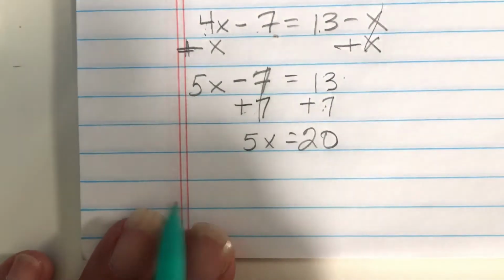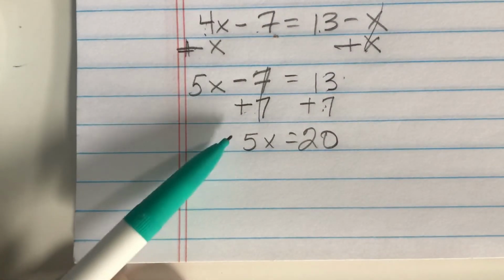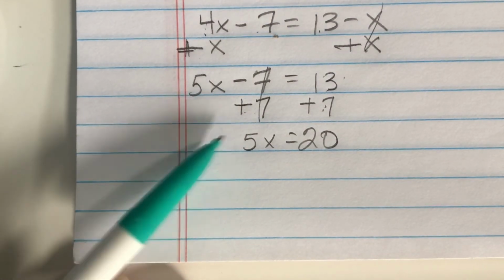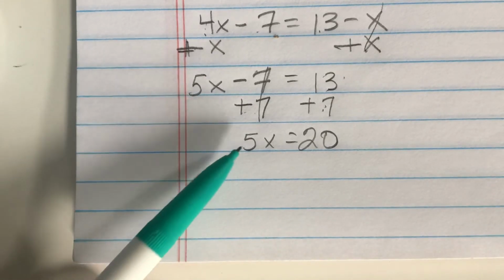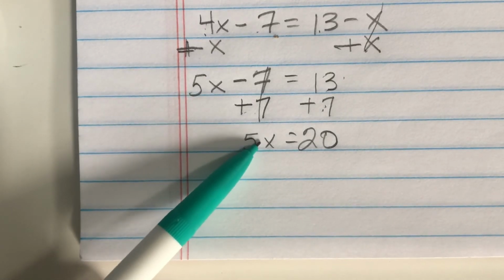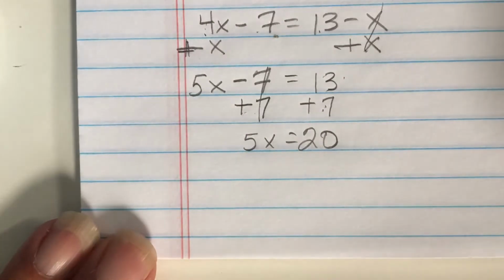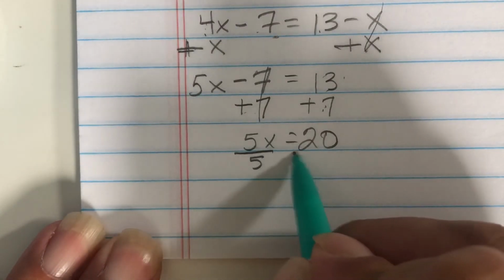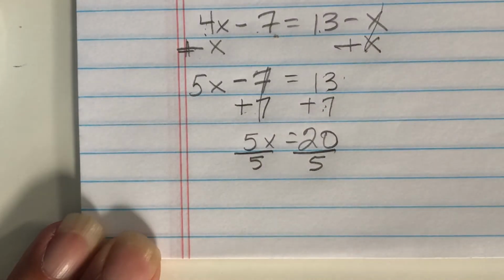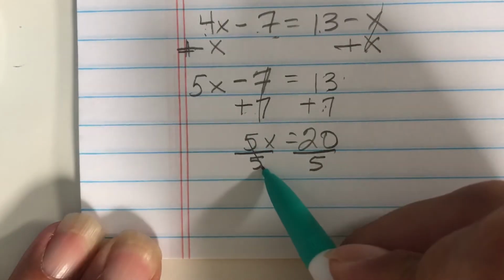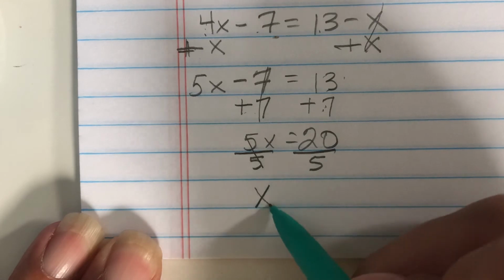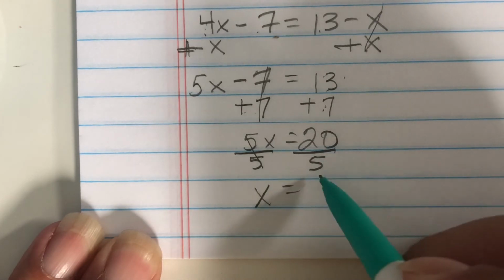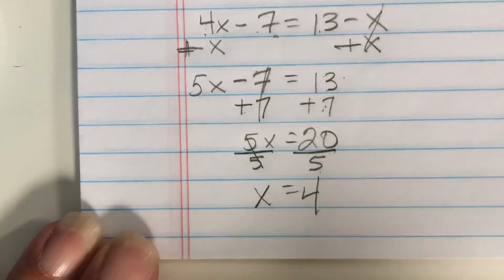Okay, now we got to get rid of this 5 over here. So to get rid of it, we need to do the opposite of what it's doing. It's multiplying, so we've got to divide. And I apologize for the shadow. So we're going to divide both sides by 5. 5 divided by 5 is 1, so that just leaves us with x. 20 divided by 5 is 4.